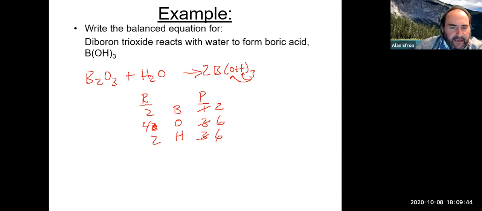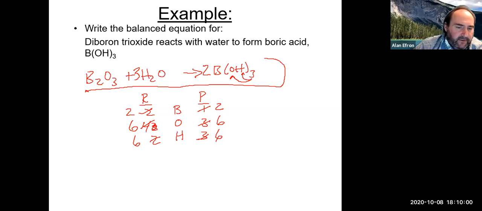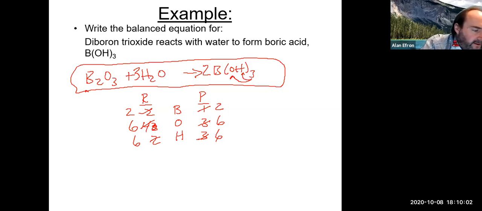At this point, we could pretty much fix the hydrogen by putting a 3. That gives us 2 boron and oxygen, 3 and 3. So that fixes our oxygen and also fixes our hydrogen at that particular point. Question on that one there? Okay.